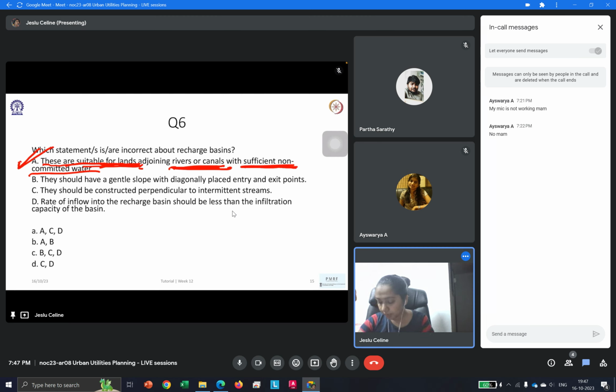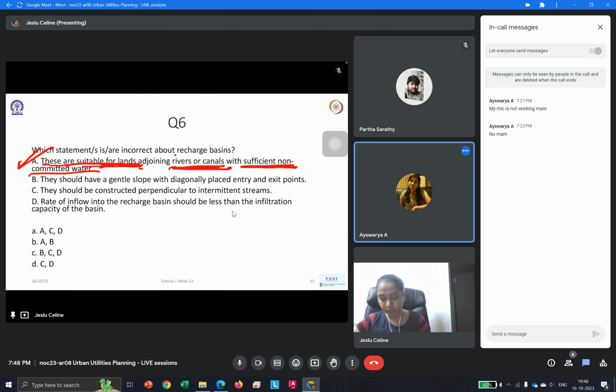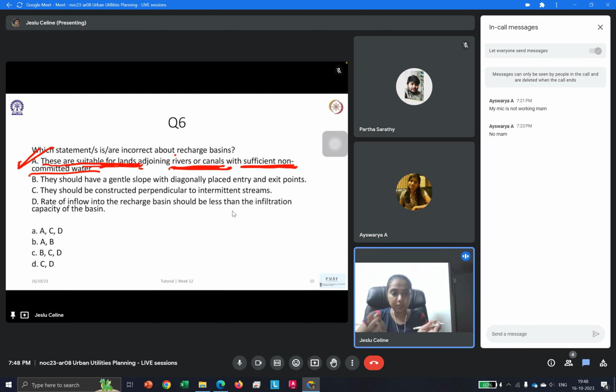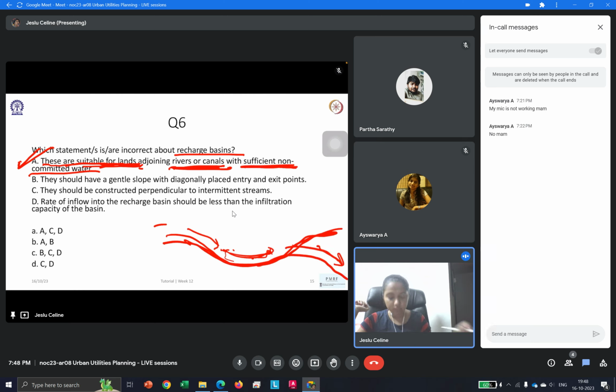Now option B, they should have gentle slope with diagonally placed entry and exit points. Is that a requirement? Yes, ma'am. Why? Because you want the water to be there in that particular region, right? So you need a diagonal slope so that the surface water comes in. This is an artificial recharge basin that we would be creating, so it should have an entry and an exit point, so that it exits and goes down. So that's also a correct statement.